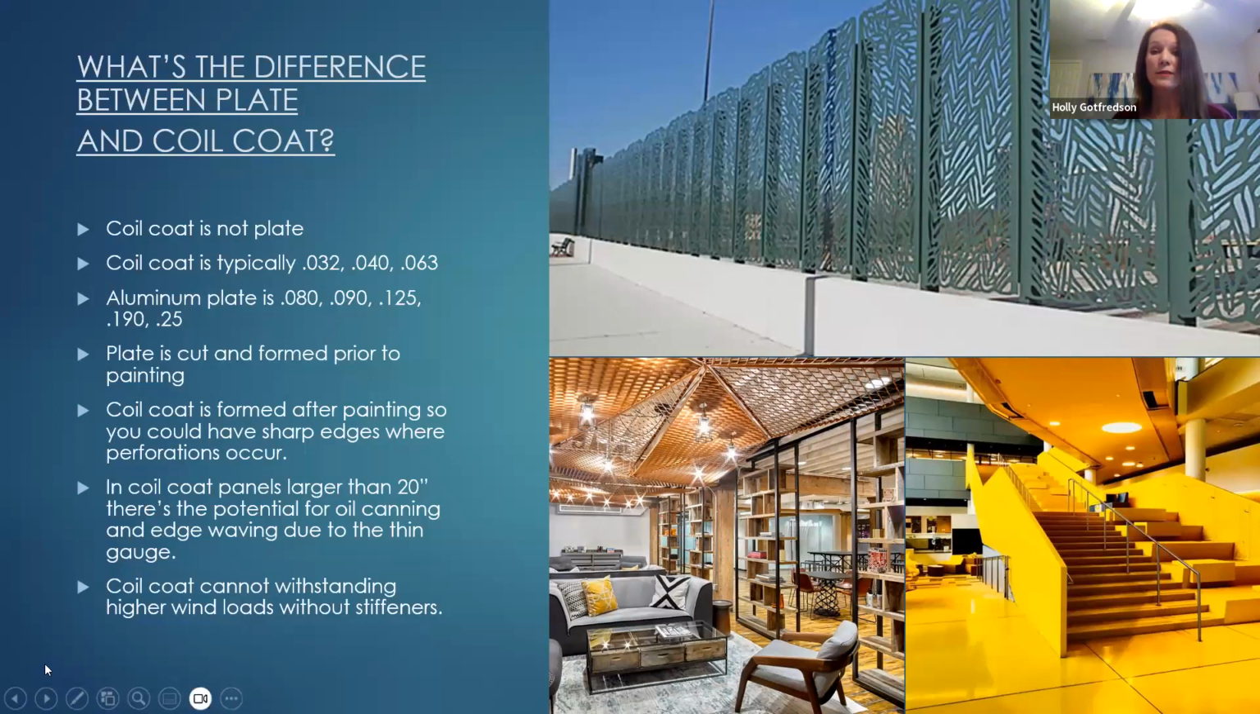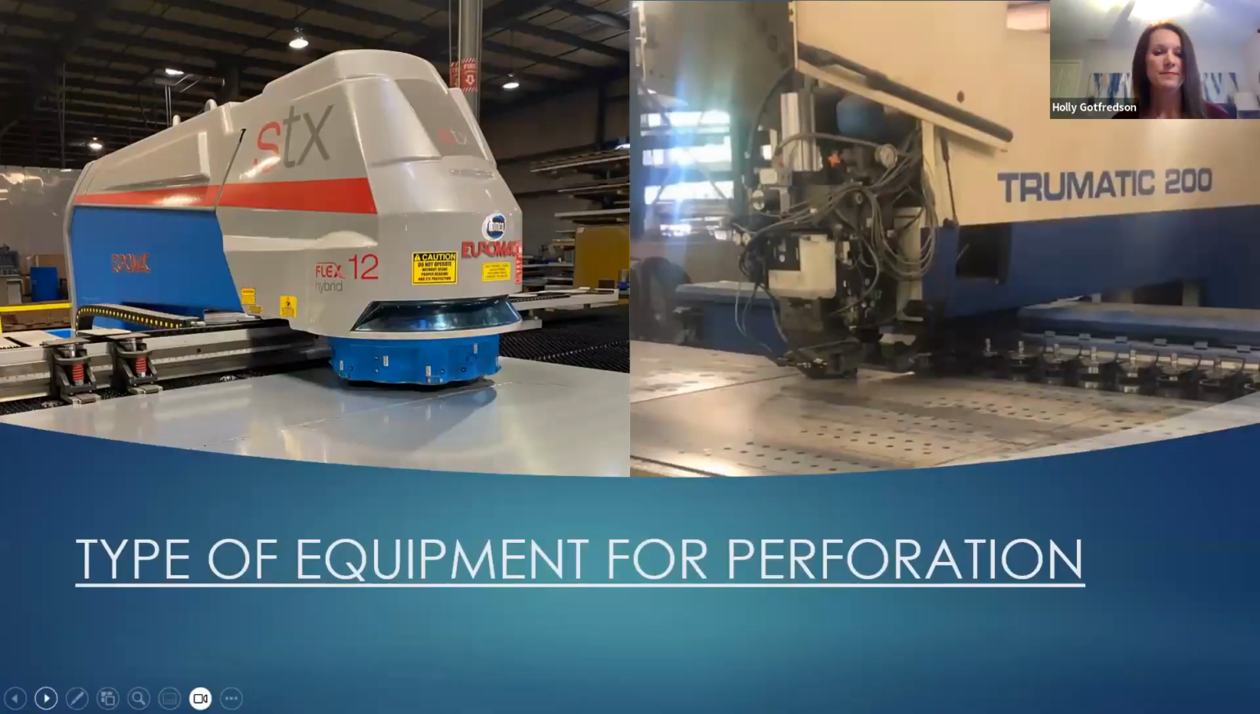Also thinking about wind loads with coil coat versus solid plate aluminum, which is going to be 0.080, 0.090, 0.125, 0.190, all the way up to a quarter inch. That's going to be able to withstand higher wind loads than the coil coat, which is of the thinner gauges.